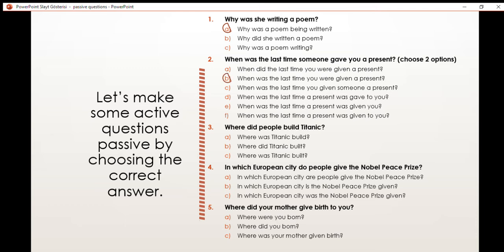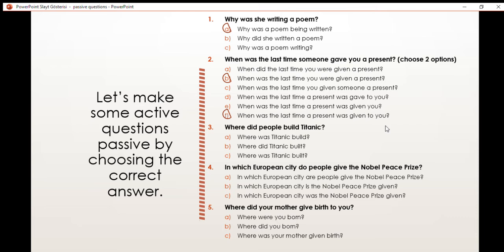When was the last time you were given a present? And when was the last time a present was given to you? We talked about this before. If the thing is the object and the person is also the object but not at the beginning of the sentence, then we have to put to between the two objects.